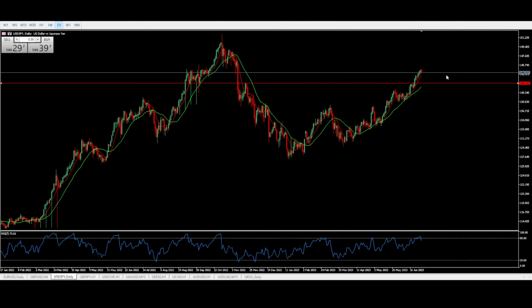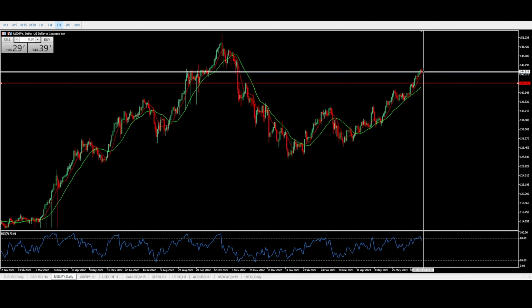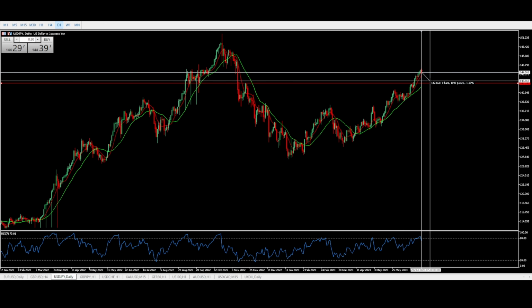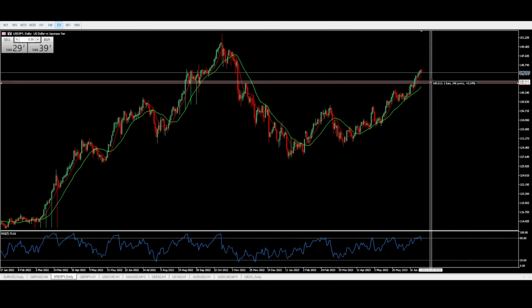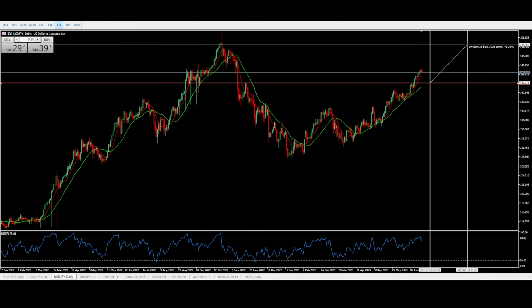I would probably expect a few days of selling within this pair for the next few days. To take a trade on this one, I'd probably be looking at a pullback into this support zone to take a long position and target these highs around here.